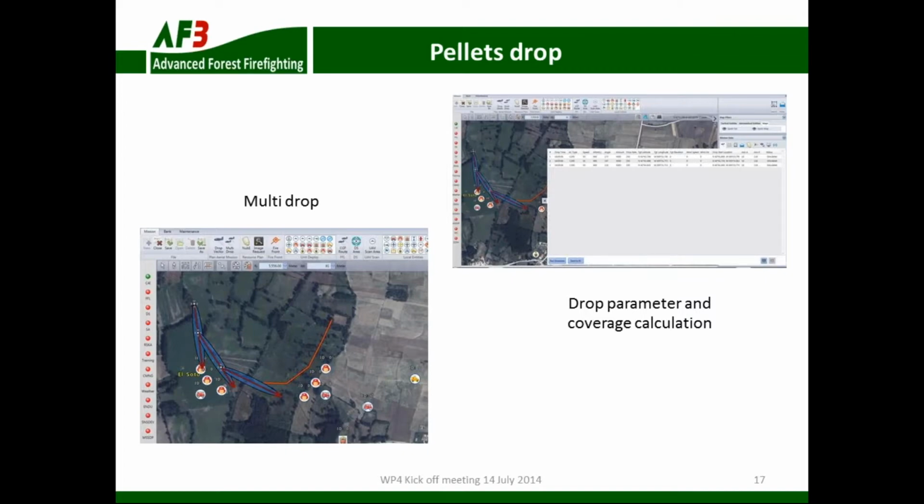Pellets drop is also on the left side. You can see the blue ellipse picture that helps us see where the calculated dropping of the pellets will be, and if we are satisfied with that, we can send it to the area command to do the mission. On the right hand, we can actually change some properties of the dropping, like the altitude of dropping, the speed of the vehicle, of the aircraft, and so on.